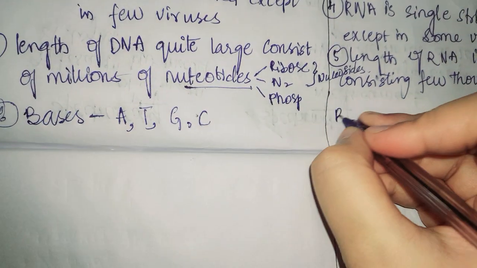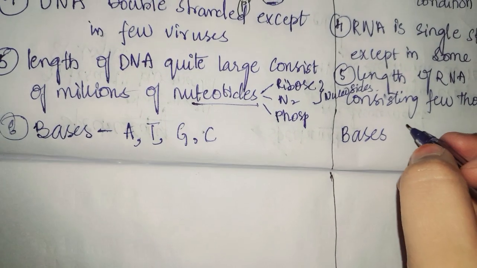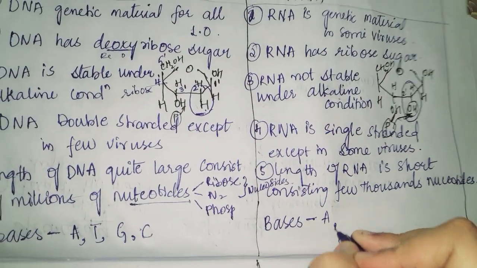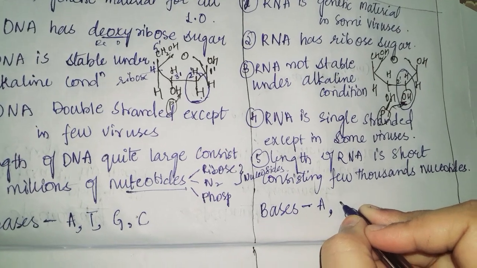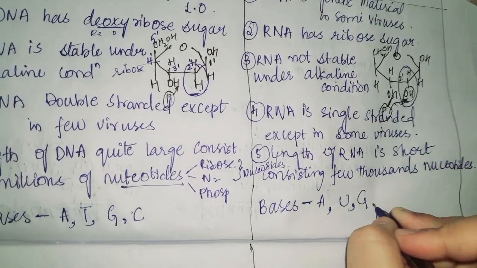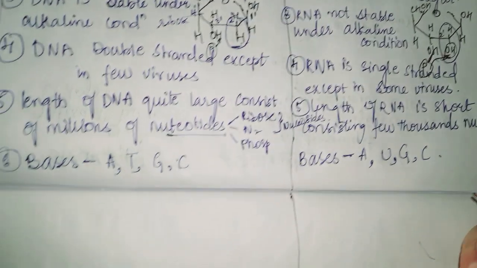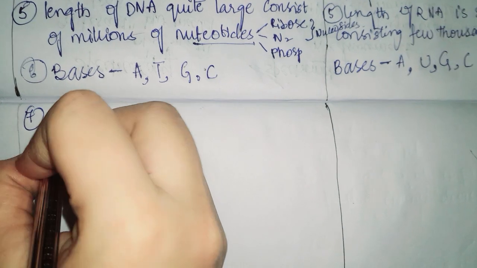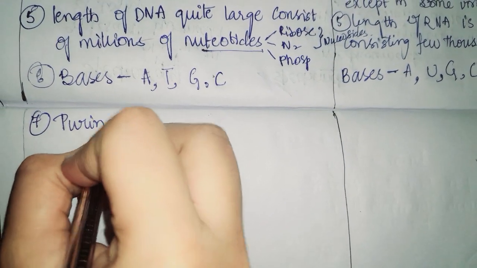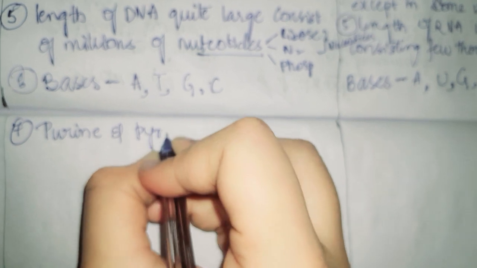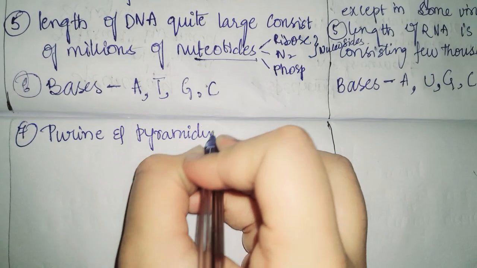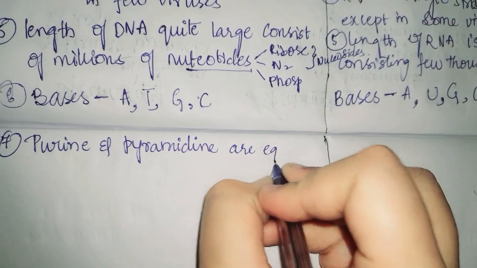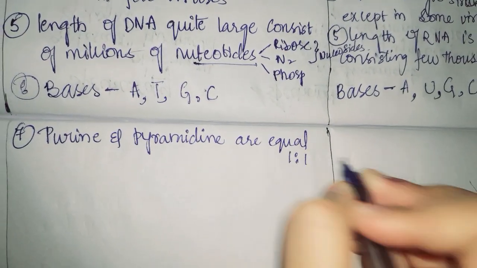And if we talk about the bases in RNA, that will be adenine, and in place of thymine, uracil comes, along with guanine and cytosine, right? So now we'll talk about the seventh difference, that is the purine and pyrimidine ratio. In DNA, purines and pyrimidines are equal in ratio. That will be a 1:1 kind of ratio.